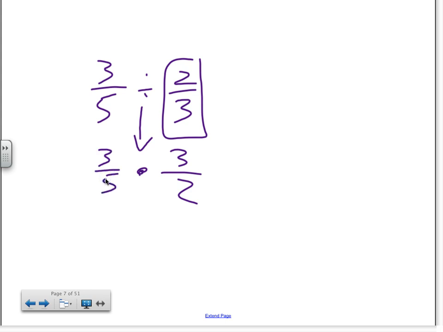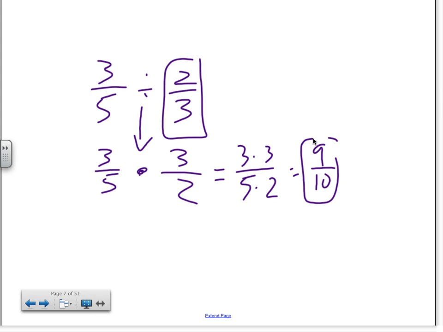And now you can follow up with the same idea: if we multiply fractions, we simply multiply right across. Just an old habit. So it's 3 times 3 and 5 times 2. There's nothing that I can cancel. Therefore, I just go ahead and multiply it into 9 over 10. Done. You see it? So that's the basic review of fractions.